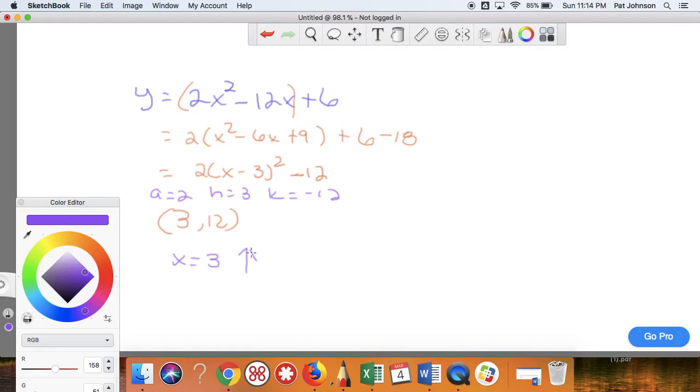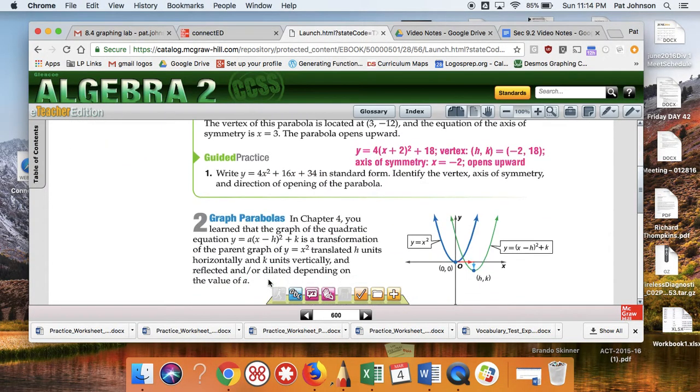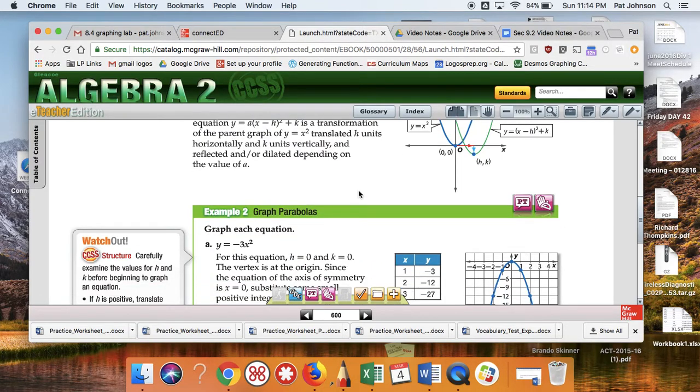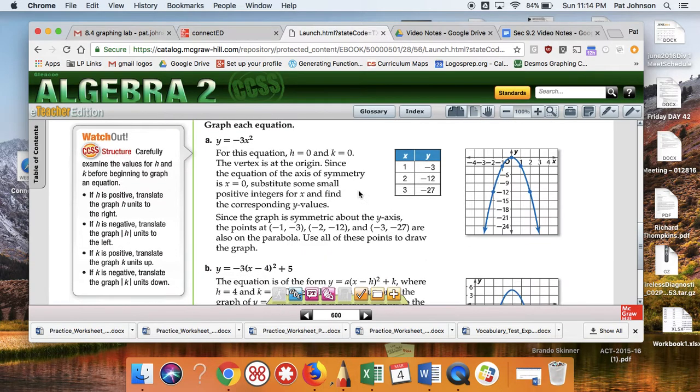Let's look at example 2. So here we've got translations. Remember, h and k go right, left, up, down. And dilation is A, and the reflection is also A. So let's look at this equation, y equals negative 3x squared.